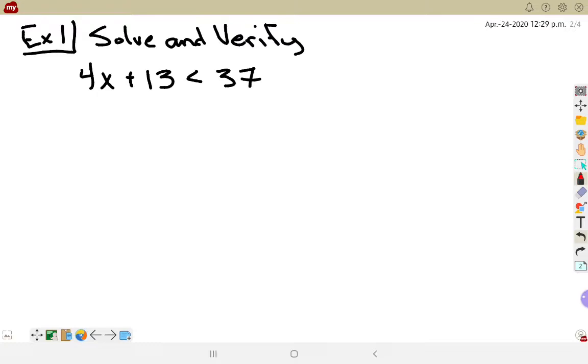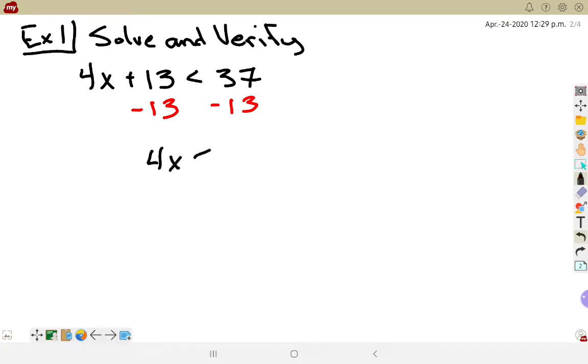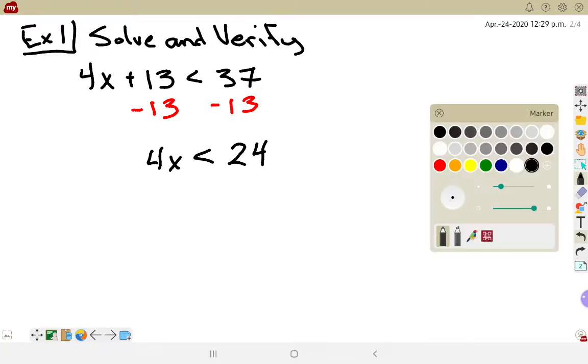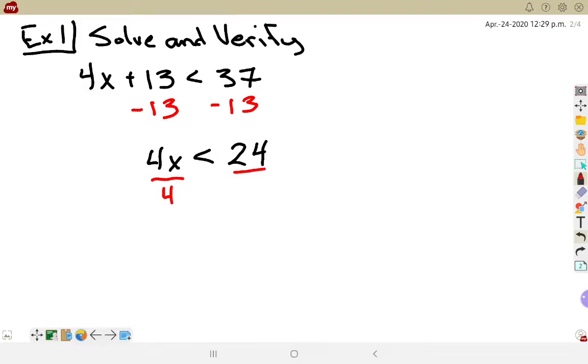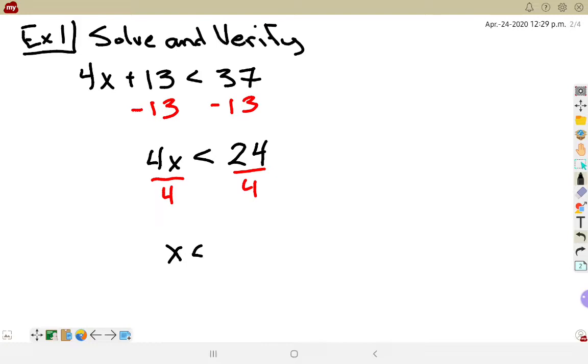Okay, so with this one I've got 4x plus 13 is less than 37. So I'm going to start off by removing the constant from both sides. The opposite of positive 13 is negative 13, so we subtract 13 on both sides. And now we have 4x is less than 24. Okay, 4x, that's our coefficient, so we're going to divide both sides by that coefficient of 4. And so now we have x is less than 6.